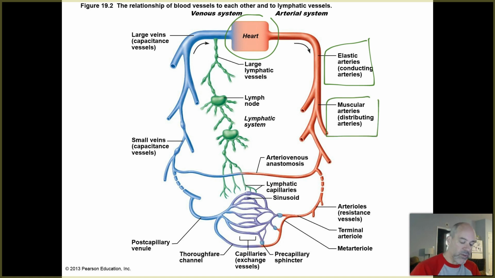Those branch into smaller arteries that lead finally to your arterioles. Those are the ones that are going to be supplying particular locations in your tissues. Those lead to capillaries. Capillaries in tissues tend to form a network or a bed like you see there. Then those lead to venules.